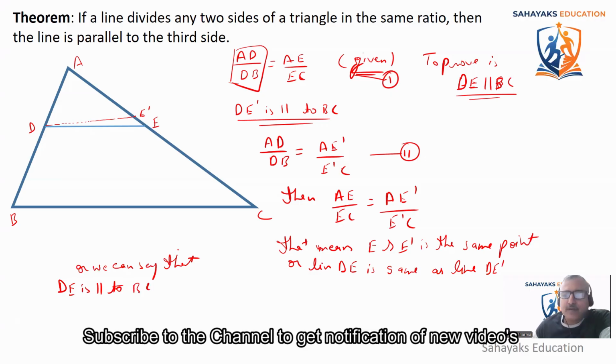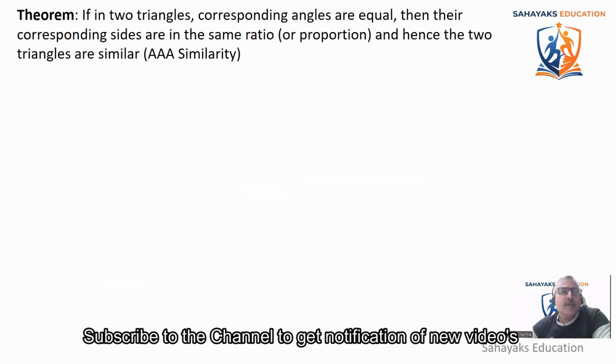It was a pretty simple one rather than the previous one. Now coming to the next question. It's also a theorem. In a given triangle, if corresponding angles are equal, then their corresponding sides are in the same ratio or proportional, and hence the two triangles are similar.